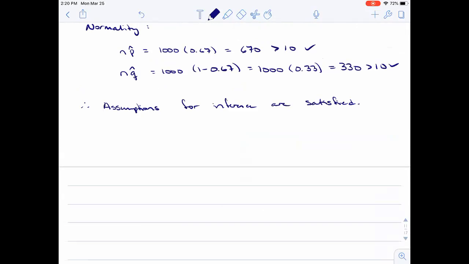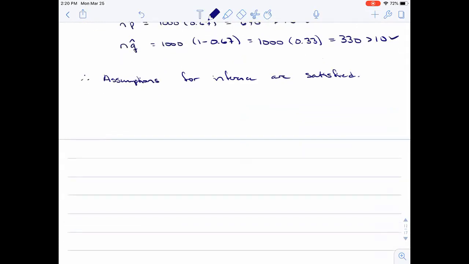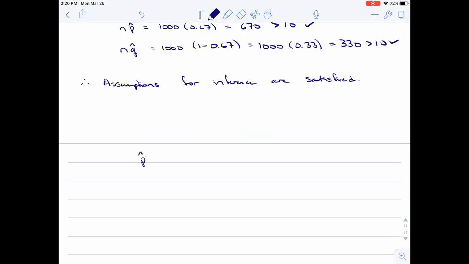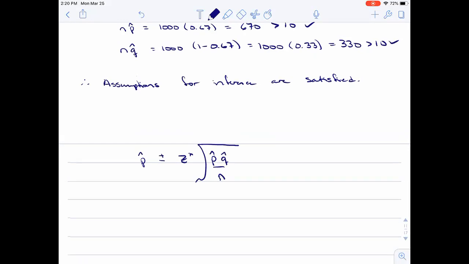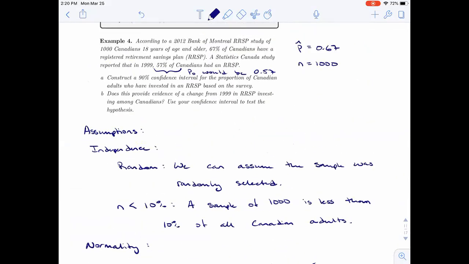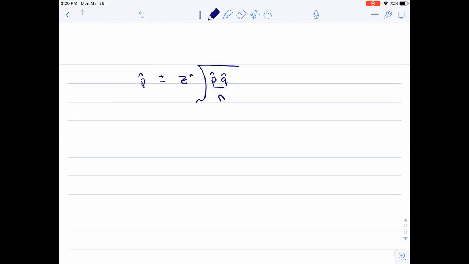Okay. So now we want to build our confidence interval, right? And so we've got our p hat, I'll just write it down in general, is p hat plus or minus z star times the square root of p hat q hat over n. What do we want to make? We want to make a 90% confidence interval. So we need Z star for a 90% confidence interval.